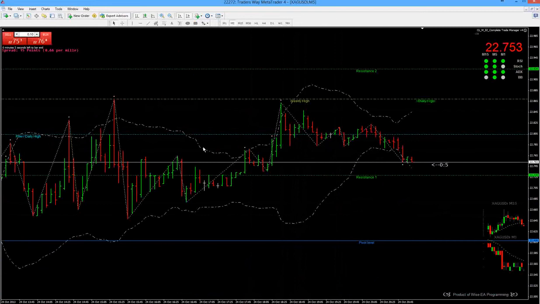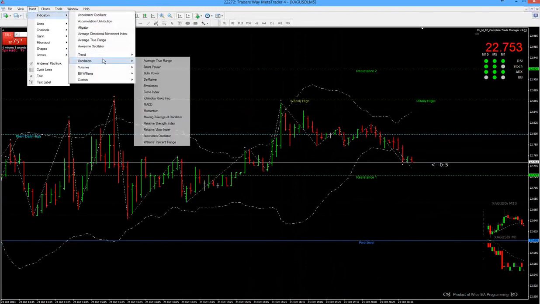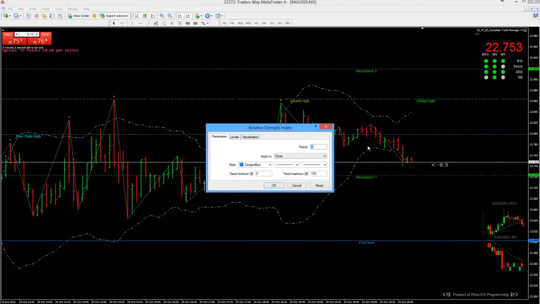Here we got a somewhat ranging market. We're never going to get a perfect little ranging market, but we can identify it's going up, down, up, down. It's staying in a range. So let's go ahead and add in RSI again. We can do insert, indicators, oscillators, relative strength index. We're going to do 3, Dodger blue again. Levels, we're going to keep 90, 10. And let's go ahead and click on OK, see what we get.